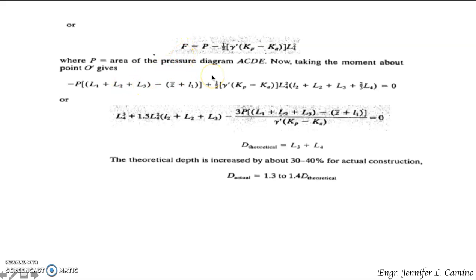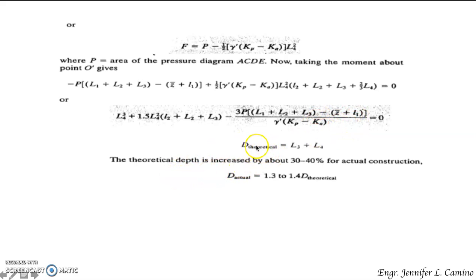So basically, if we now take the moment about point O prime, which is the location of your anchor rod, we can have this equation. And based on this equation, we can simplify through this expression. You have to take note that D theoretical is equal to L sub 3 plus L sub 4. So from this equation, we can compute for L sub 4, substituting the given known variables or parameters.